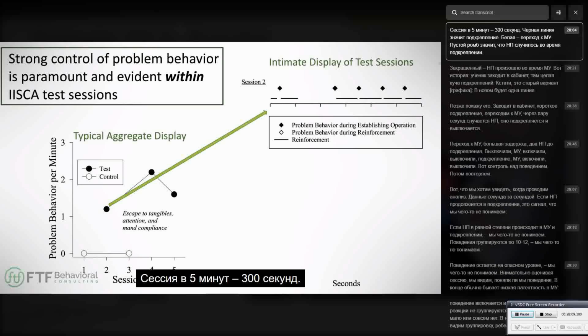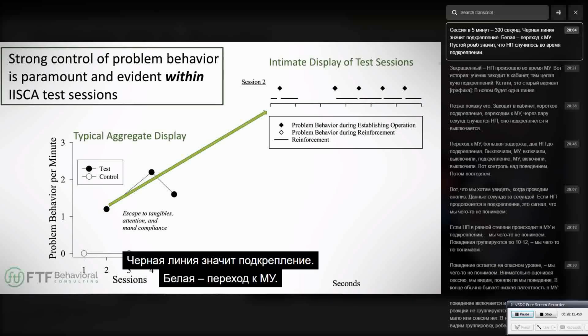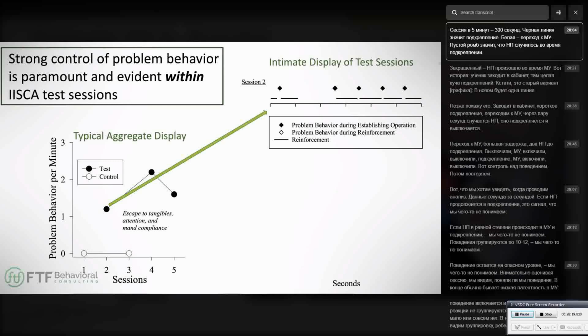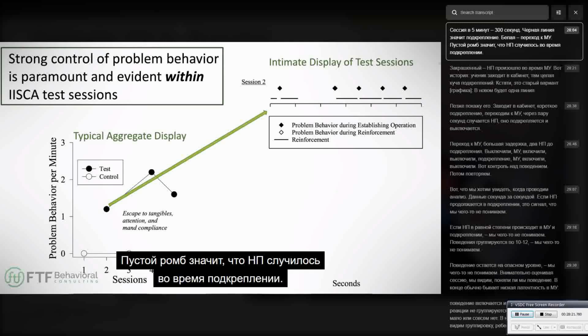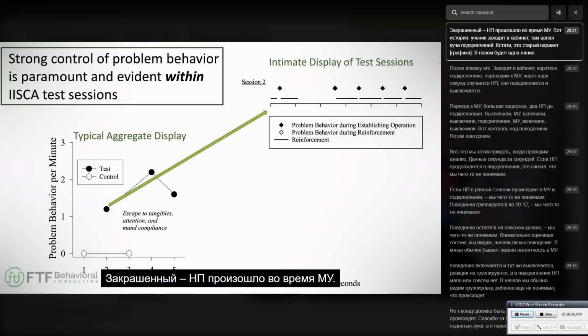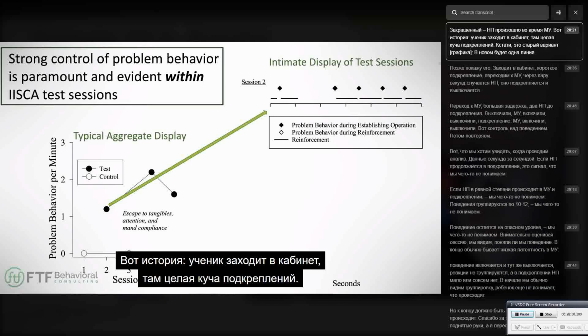5-minute session, 300 seconds. If there's a black line, it means they're in reinforcement. If there's a white line, it means the EO is presented. If the diamond is open, it means problem behavior occurred during reinforcement. If the diamond is closed, it means problem behavior happened during the EO. So let's tell the story.